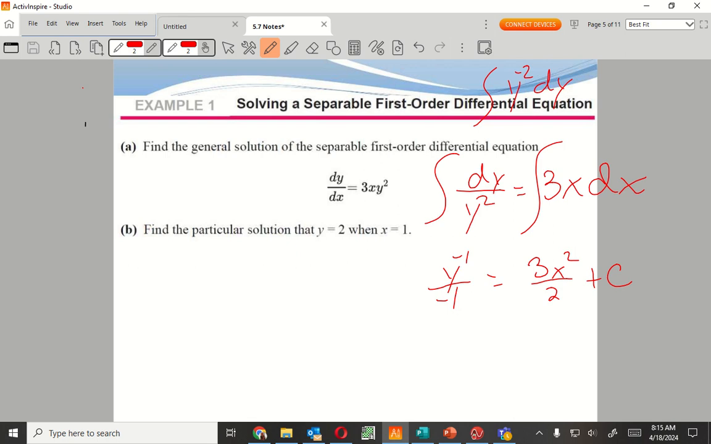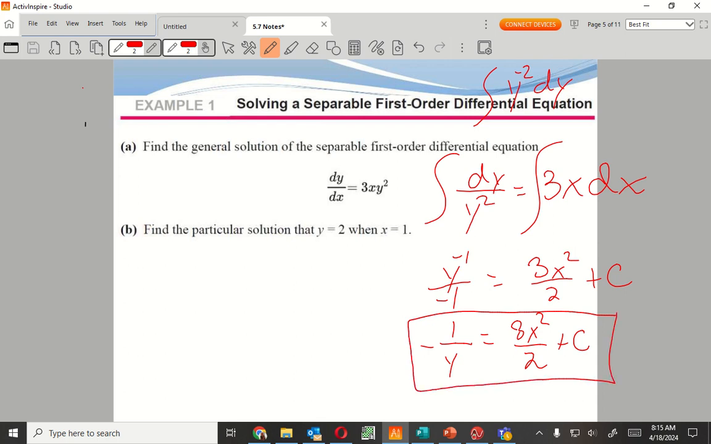Now, I'm going to clean up this left-hand side a little bit. So if I clean up that left-hand side, what am I going to get there? 1 over, so it's a -1, right? Over y to the first, right? Equals my 3x squared over 2 plus c. So this is referred to as your general solution. A general solution has plus c in it because it is going to be something with some other constant somewhere. I get a constant.